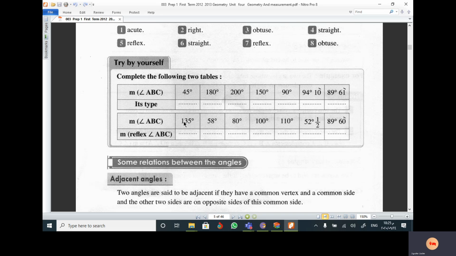The reflex, here you will subtract 360 minus 135 and write the answer. And all of them are easy except this one and this one. Here you will subtract 360 minus 52 and a half, 52.5. It will be 307 and a half. The last one, 89 degrees, 60 minutes. 60 minutes means 1 degree, so it will be 90 degrees. So the reflex is 360 minus 90, it will be 270.